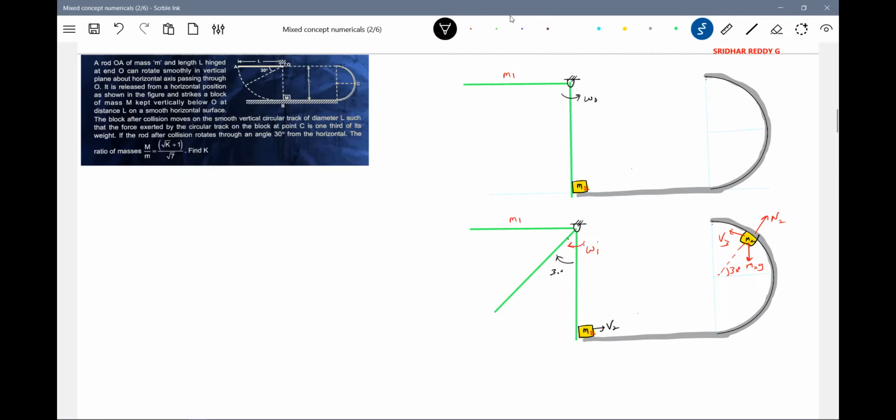First, how to get omega naught. This will be half into ml square by 3 omega naught square by 2. Increase in kinetic energy should be equal to decrease in potential energy, mgl by 2. Here M1 equal to M, M2 equal to capital M. Omega naught equal to root of 3g by L.